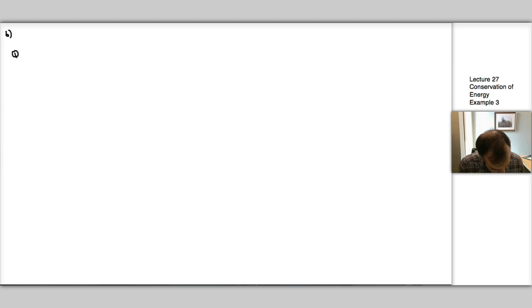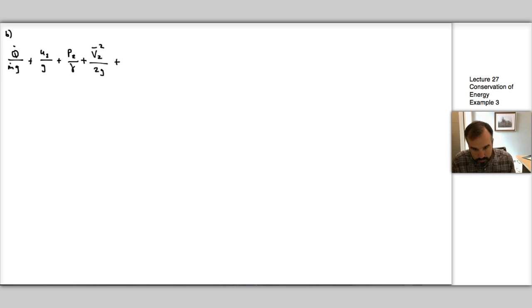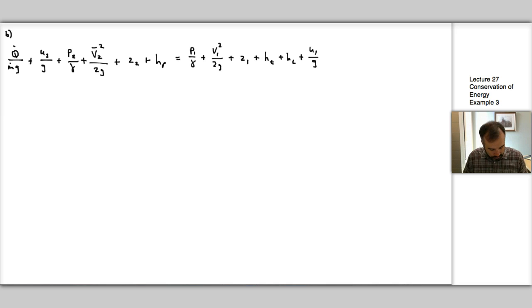It's going to be Q dot over m dot g plus U2 over g plus P2 over gamma plus V2 bar squared over 2g plus Z2 plus H sub P is equal to P1 over gamma plus V1 squared over 2g plus Z1 plus H sub T plus H sub L plus U1 over g. Okay. Now we're going to go through again and get rid of the terms as we can.